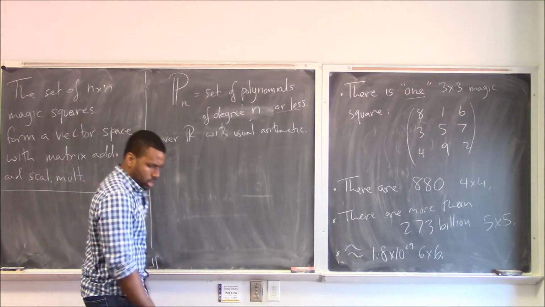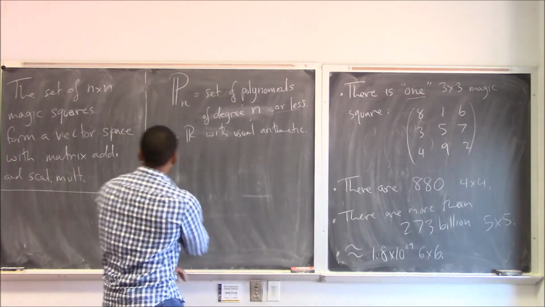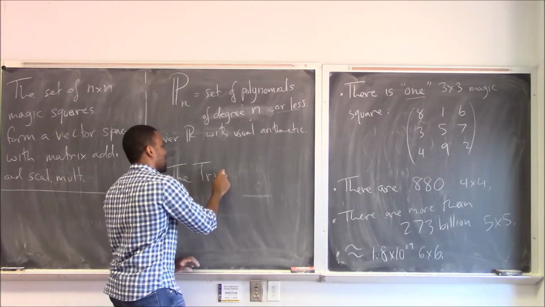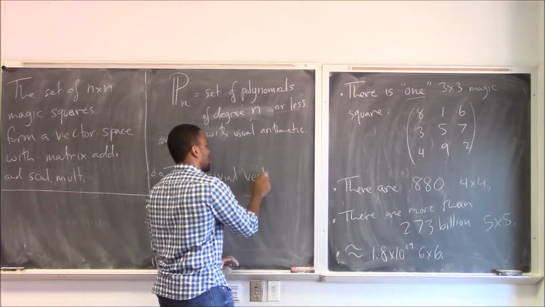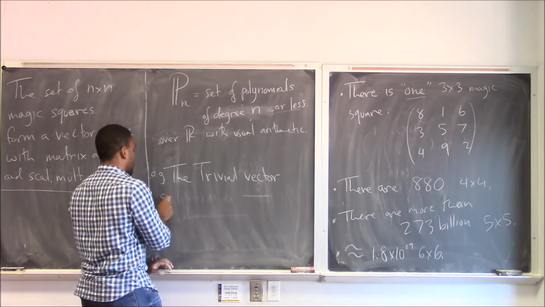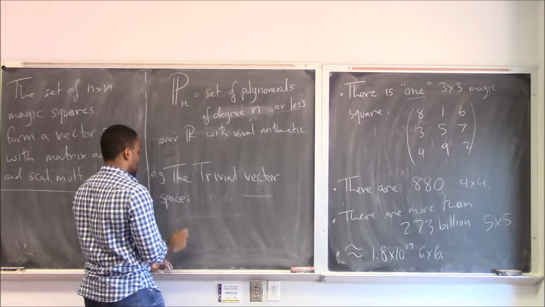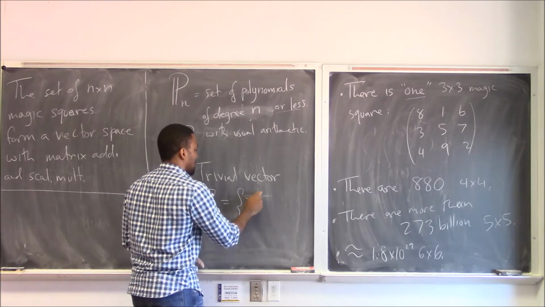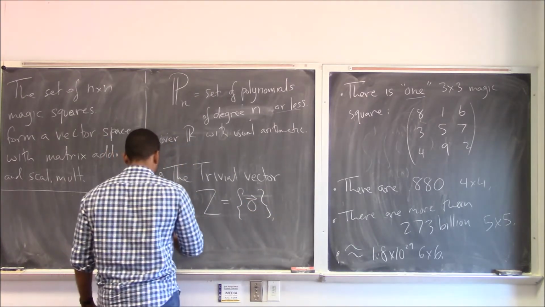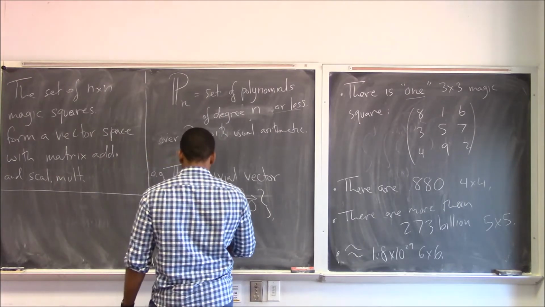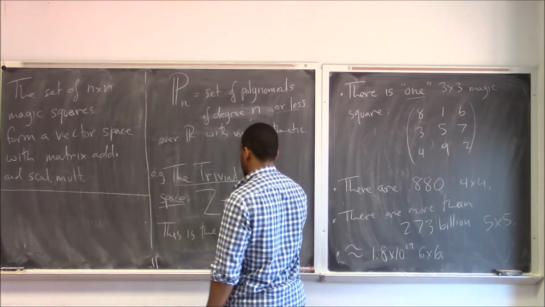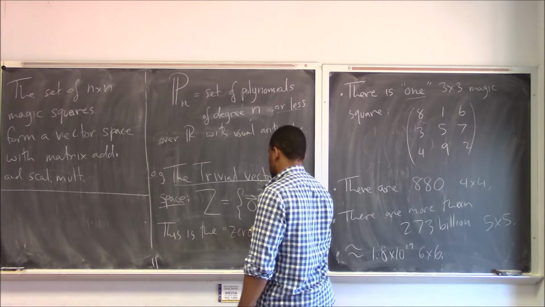Another common one that we will see sometimes is the trivial vector space, so it has a name. That's the set containing only 0. It's called the trivial vector space, or sometimes people call it the 0 vector space.